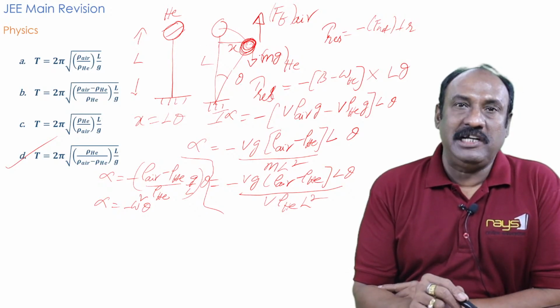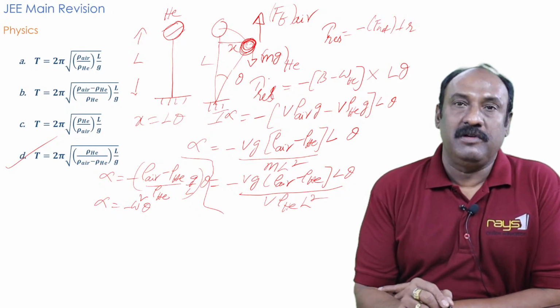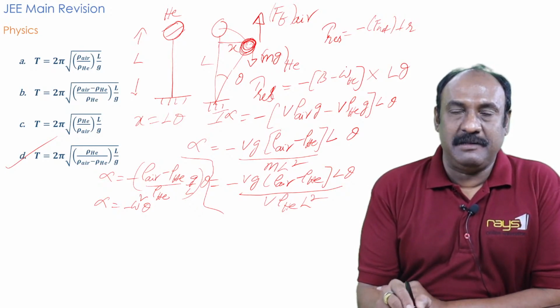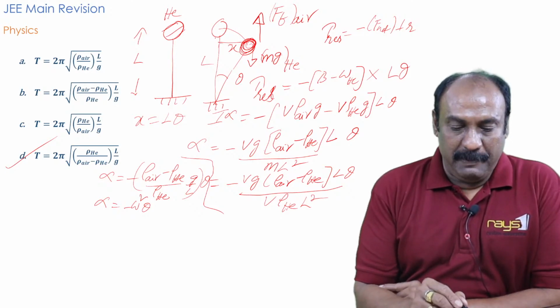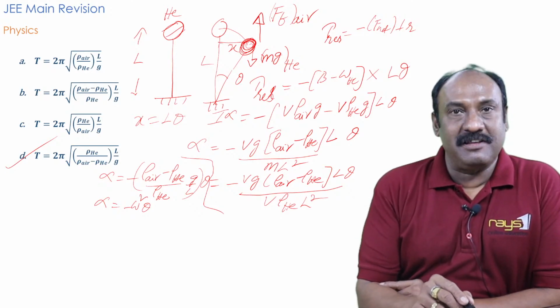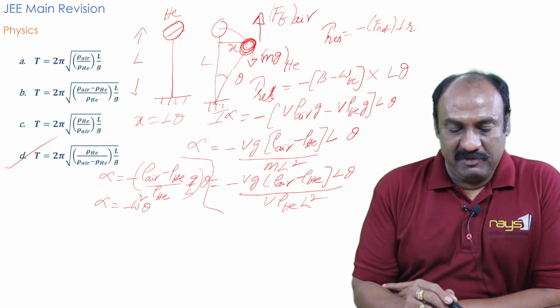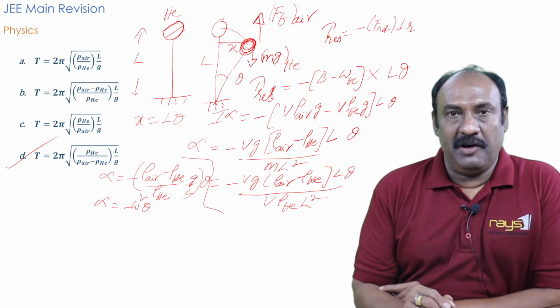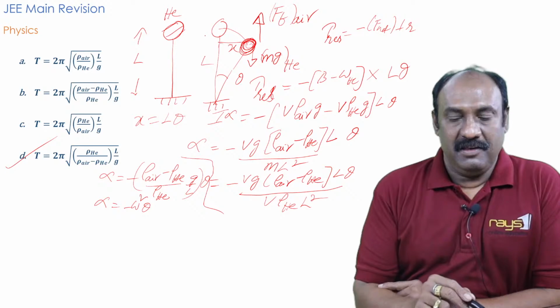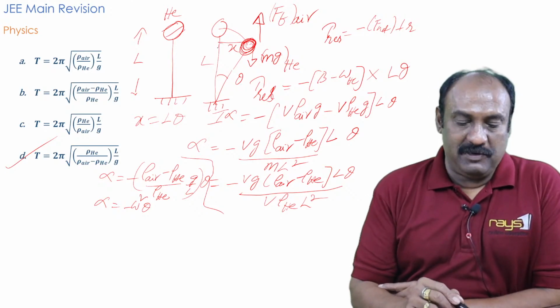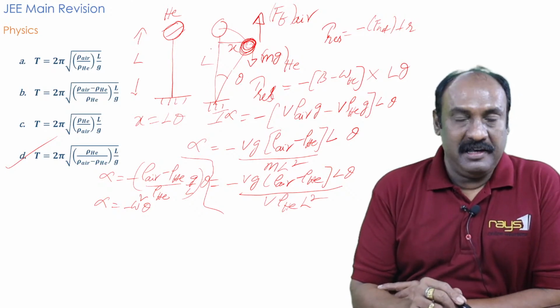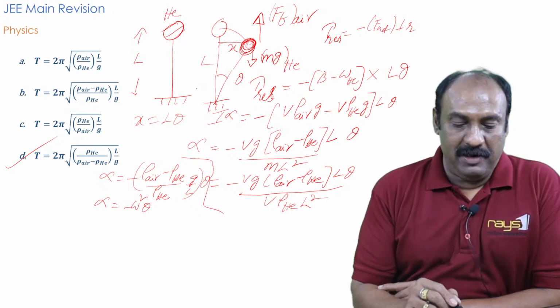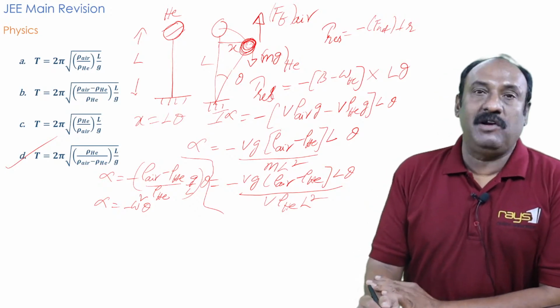So the restoring torque acting on the oscillating balloon is equal to net force multiplied by perpendicular distance. What is the perpendicular distance here? This is the net force in upward direction. The perpendicular distance with respect to the center of oscillation is x. So x is replaced by arc length, equal to the radius of oscillation into the angular displacement theta. Therefore x equal to L into theta.